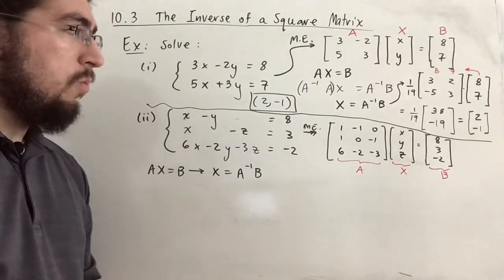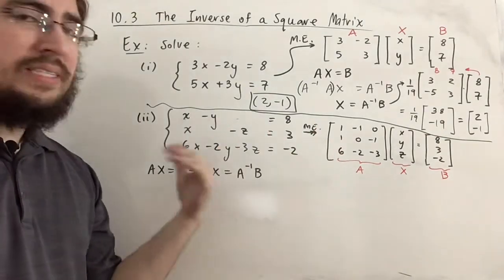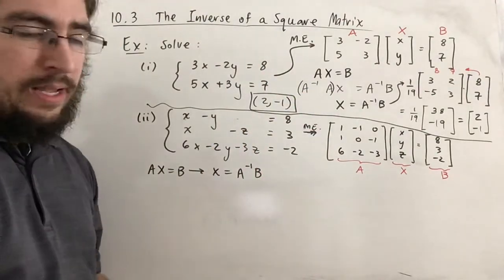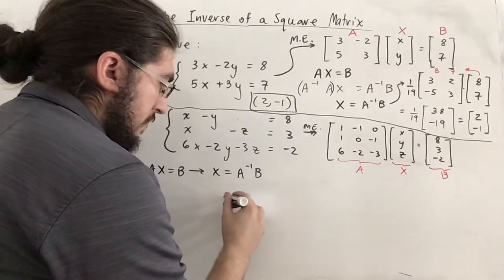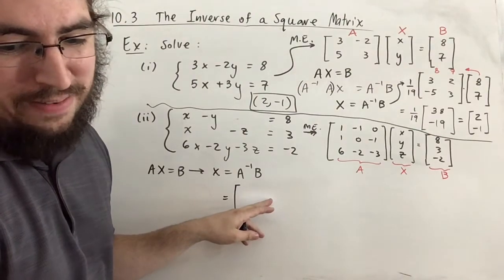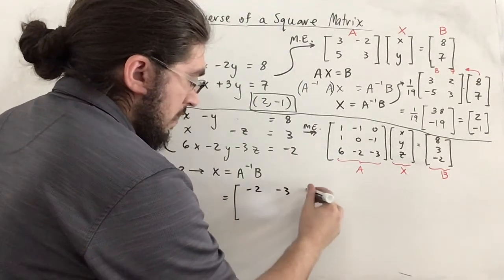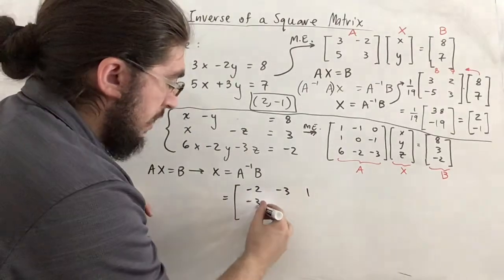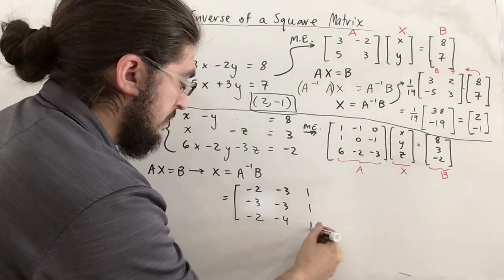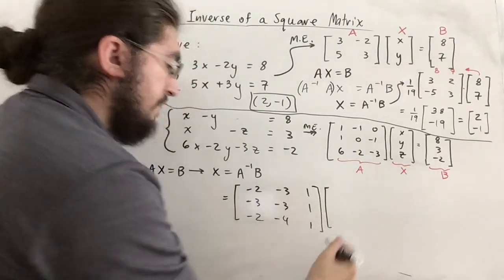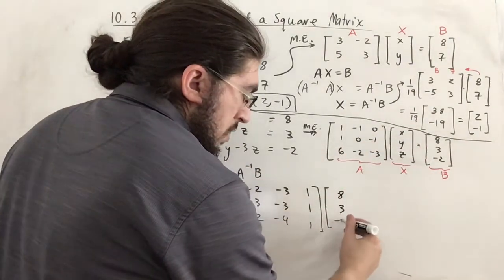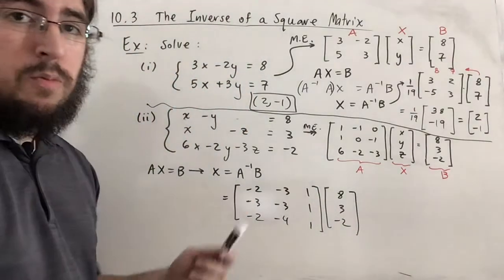Well, luckily for us, we already did this one. In the previous example, I gave you this exact matrix. And we actually found the inverse of that. And, well, let me write it out for you. So I have it right here. We got -2, -3, 1. -3, -3, 1. And -2, -4, 1. Great. And we're going to multiply this to B. B is 8, 3, -2. So now we're going to swing this over, multiply down, add across.